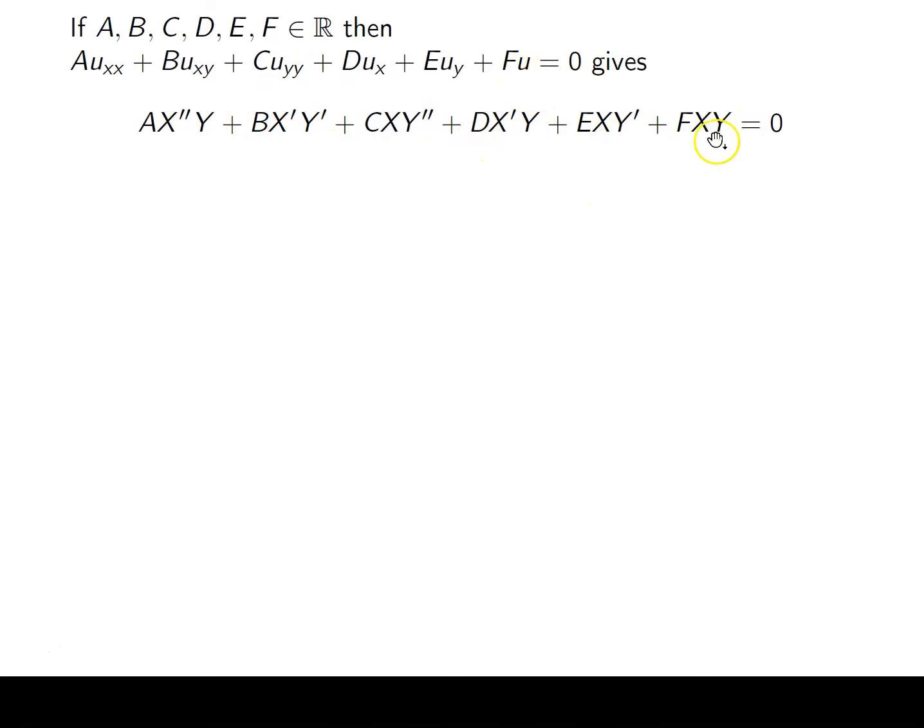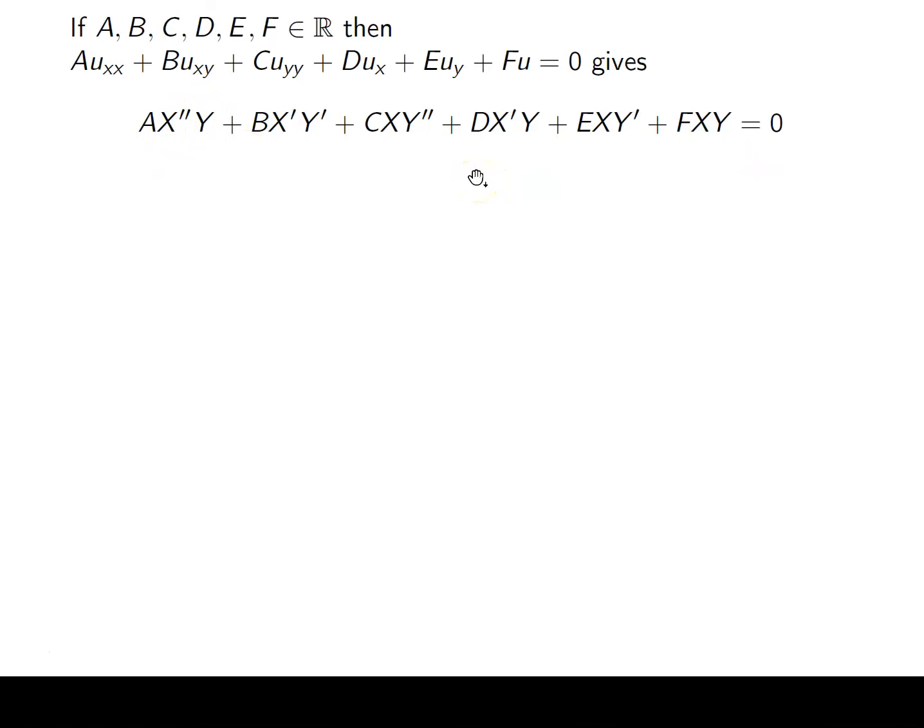Remember, u is a function of x and y. I know everything is capital, so it can get a little confusing, but please remember that A, B, C, D, E, and F are all coefficients, right? They are constants. They are not functions. They're not functions of x, not functions of y, or any combinations of those. X is a function of x only. Y is a function of y only. So as we go through, that'll be very important.